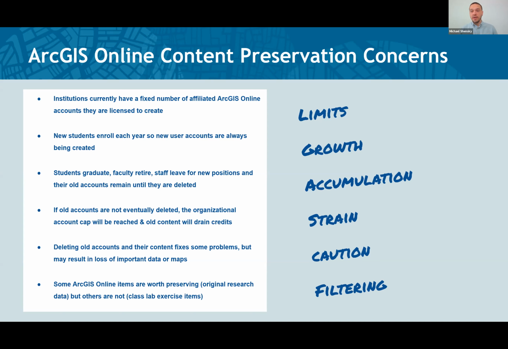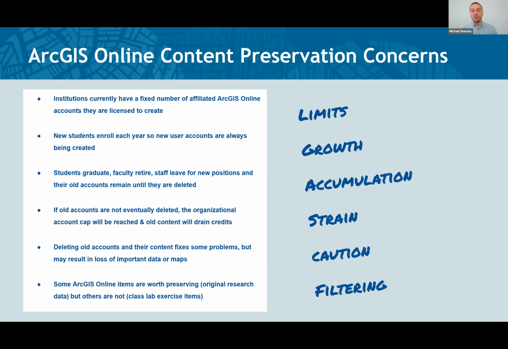And that seems like a lot, but eventually, especially as our use of ArcGIS Online continues to grow, and we have new students enrolling each year, and older students leaving as they graduate, and faculty members retire, and staff move on to other positions, those old accounts start to build up in the system. And so we have this accumulation. We also have an accumulation of content as these old accounts just sit there inactive, and all of that content is consuming service credits. So not only are we using up some of the accounts out of our 50,000, we're also burning service credits each month, storing content that may or may not be worth preserving.